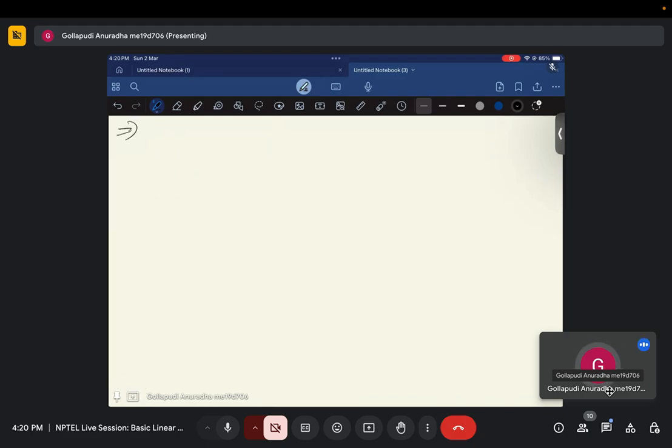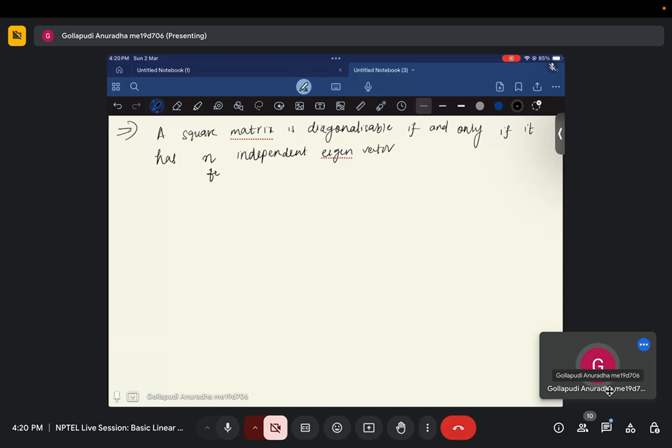So as we saw here, a square matrix is diagonalizable. We are not solving numerical questions on diagonalizing a matrix because it's going to be very lengthy. It has n independent eigenvectors. It's a full set of eigenvectors.